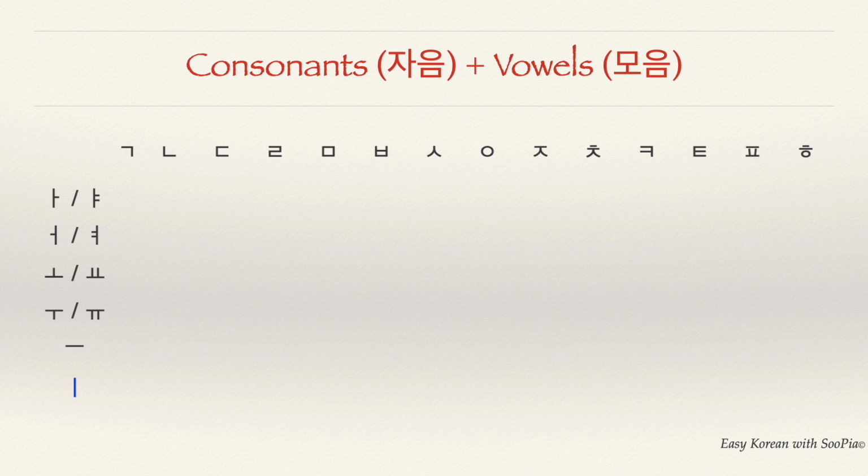This vertical line is from the standing man and sounds like E. Ki, ni, ti, ri, mi, pi, shi, i, chi, chi, ki, ti, pi, hi.